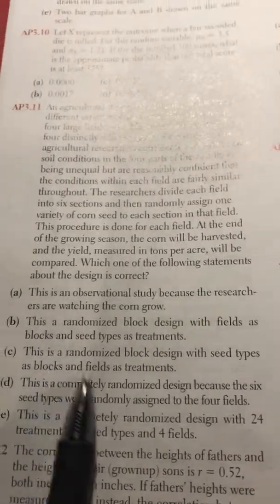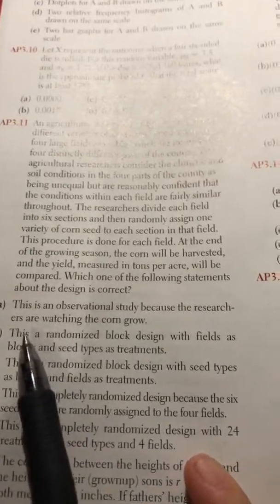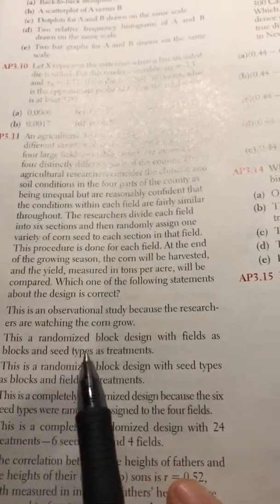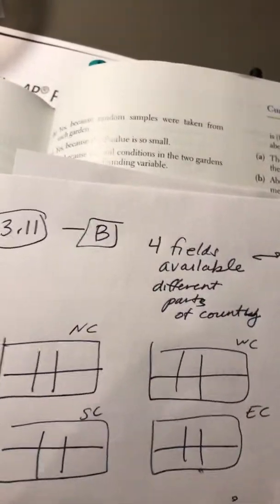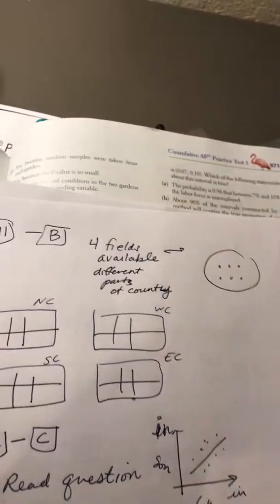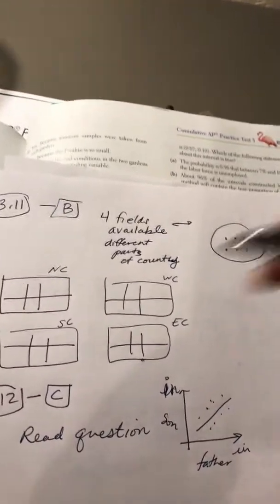So the answer to this one is B. And so let's take a look. There are some sneaky questions that look good but not good enough. This is a randomized block design with fields as the blocks and the seed type as the treatment. So when we think of this, we have to block when we know for sure that things will be different in these situations. So the classic idea of blocking is blocking men and women.